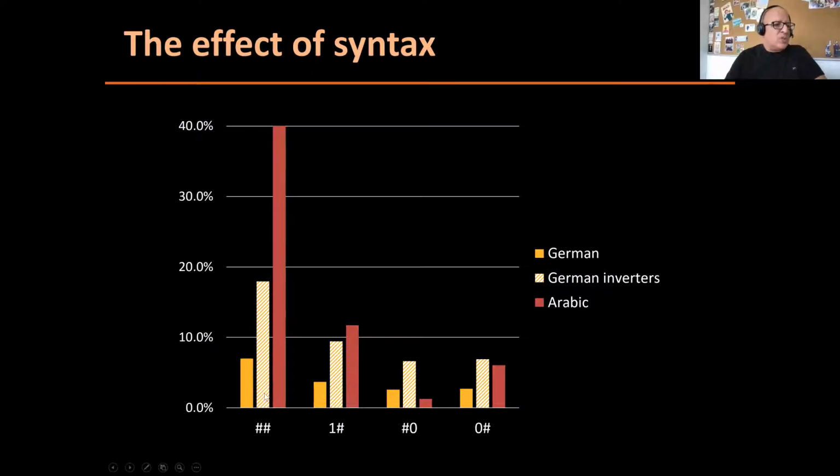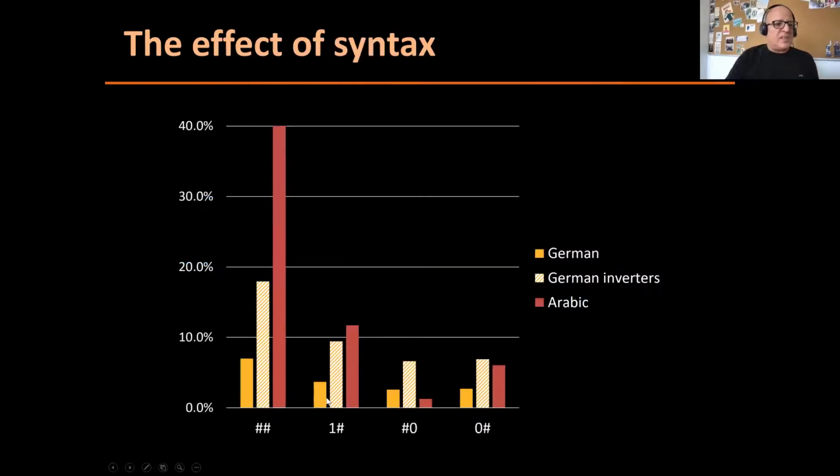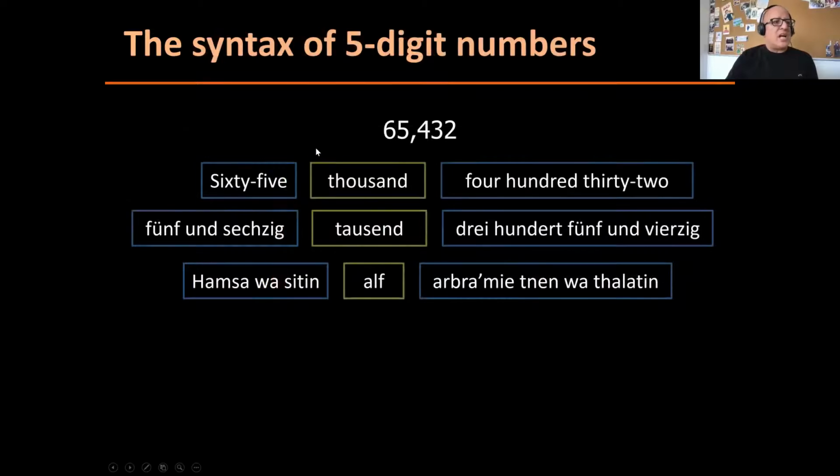Here in the middle, what you see is the people from the German sample, excluding those who never inverted at all, who never wrote unit first. So we can see the effects more clearly. So we definitely see the effect of syntax, basically, because this is about the number of words. And another aspect of syntax is something very specific to Arabic.